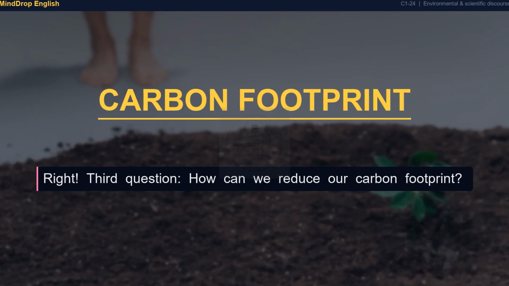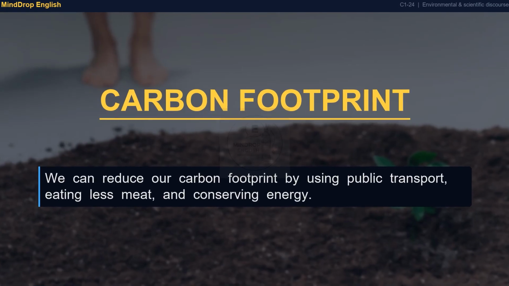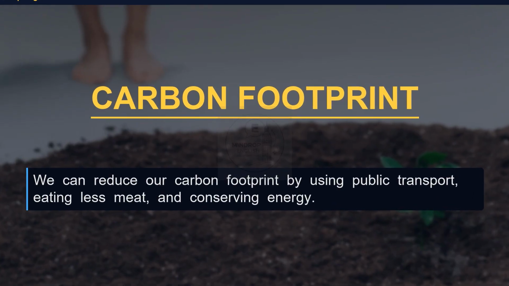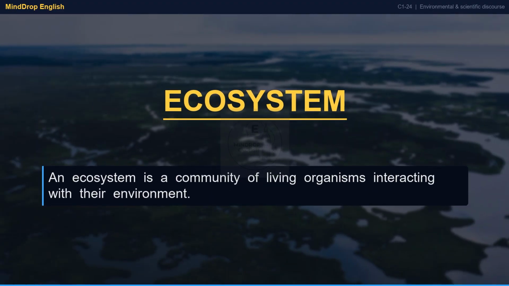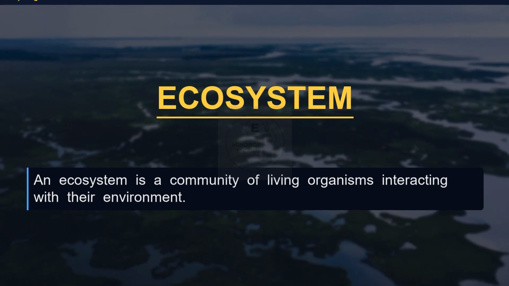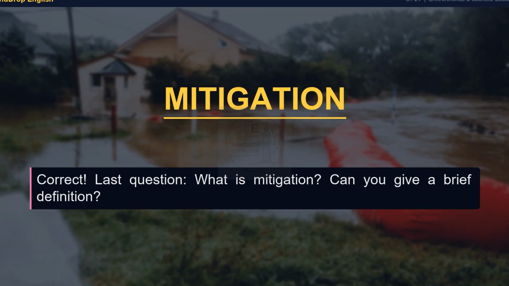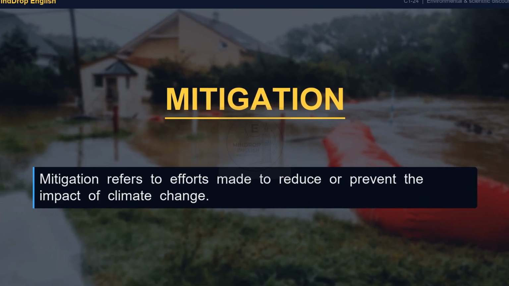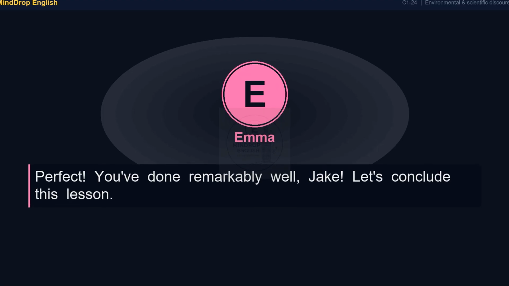Right. Third question. How can we reduce our carbon footprint? We can reduce our carbon footprint by using public transport, eating less meat, and conserving energy. Fantastic. Fourth question. What is an ecosystem? An ecosystem is a community of living organisms interacting with their environment. Correct. Last question. What is mitigation? Can you give a brief definition? Mitigation refers to efforts made to reduce or prevent the impact of climate change. Perfect. You've done remarkably well, Jake.